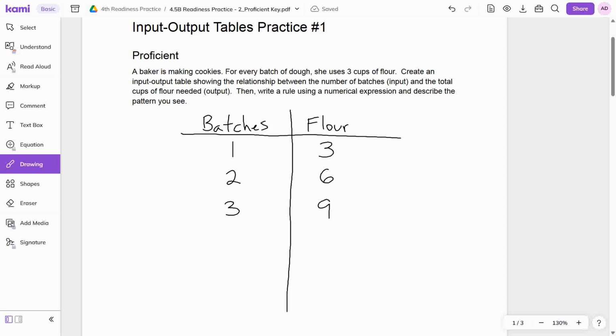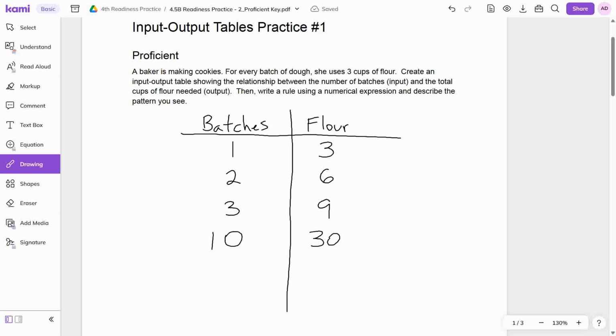And then let's say, what if I had, just going to skip up to 10 batches. Well, each of those 10 batches is going to have 3 cups of flour. So I can skip count by 3 10 times. 3, 6, 9, 12, 15, 18, 21, 24, 27, 30. All right, so we can go on, and your input-output table might be slightly different than mine.